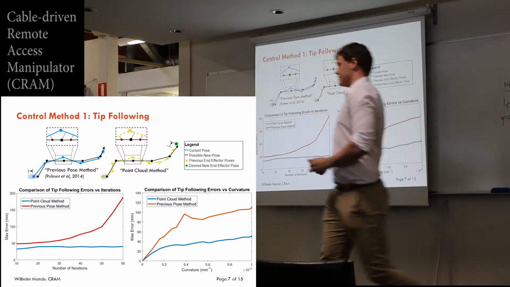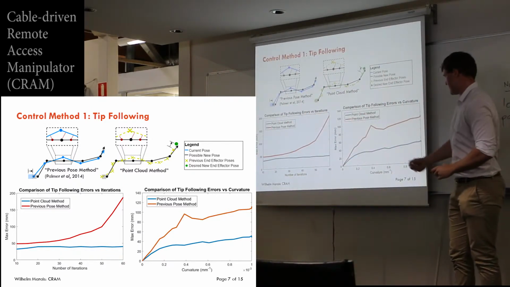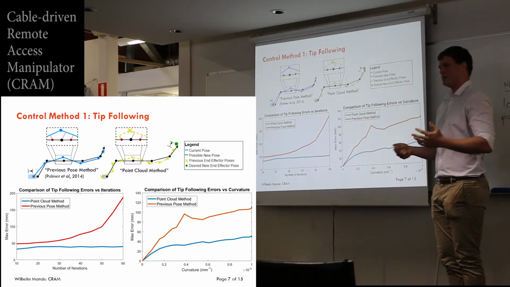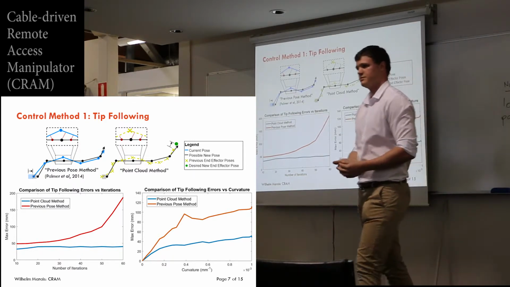Here's another comparison of the two methods. Again, the y-axis is the deviation from the path, but this time the x-axis is how sharply curved the path is that we want the manipulator to take. And again, the point cloud method outperforms the previous pose method in this regard.